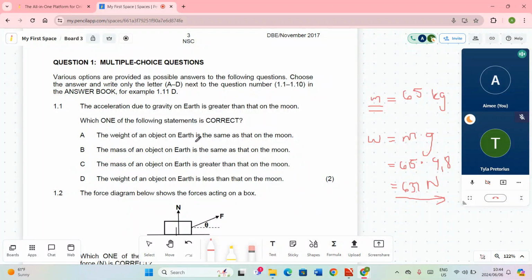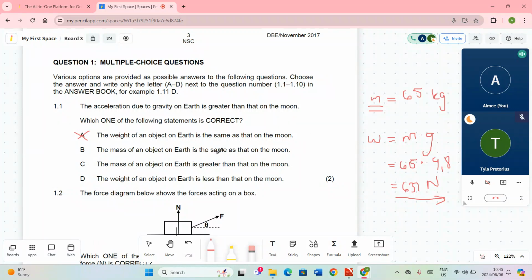It says the weight of an object on Earth is the same as it is on the moon. That is wrong. It is not the same. Your weight will be different on every single planet because every single planet has got a different G value. Okay? Unless you're on a planet that has an identical G value to Earth, that is the only time your weight will be the same on Earth and some other space object or object in space, right?